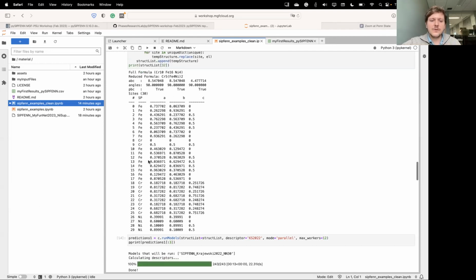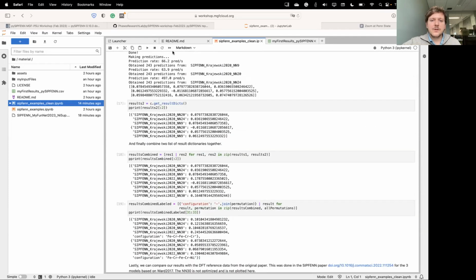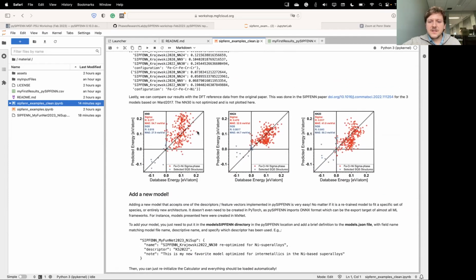If we go down a bit in the notebook, we see that neural network 24 is having the lowest error. And the reason for that is not because it's optimized, but it just happens to be very performant on the sigma phase. But at the same time, if you look at the R value, so how well it ordered different sublattice occupancies, it's actually slightly worse than neural network 20. And that's the feature that we cared about a lot in this study.